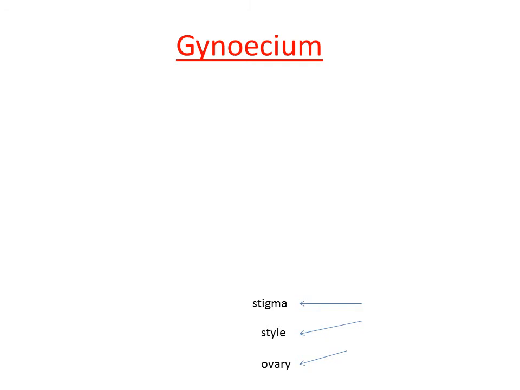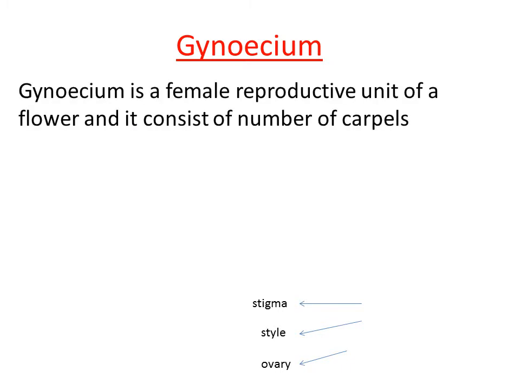So first of all, what do you mean by gynoecium? Gynoecium is the female reproductive unit of a flower. If we take a flower, there is a female reproductive unit present in that flower, and that unit is called gynoecium. Each gynoecium is made out of a number of units. Just as we studied that the androecium is made of a number of units called stamens, in a similar way the gynoecium in the flower is made up of a number of units called carpels. Clear? So there are many carpels.